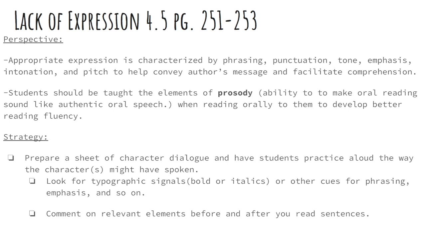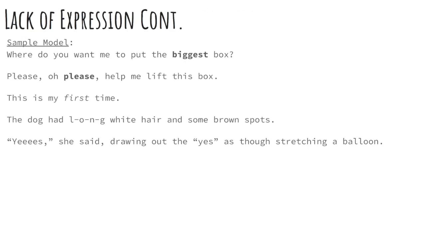So a strategy would be to prepare a sheet of character dialogue and have students practice aloud the way the characters might have spoken. And so while they are reading that, they are looking for typographic signals, which is either bold or italic or font size, or other cues for phrasing, emphasis, and so on. And they should be commenting on relevant elements before and after they read the sentences. Even though we're going to be doing a demonstration of the strategy, I wanted to give some more examples of other ways character dialogue can be used in our students' readings.